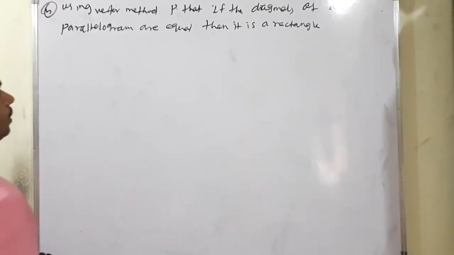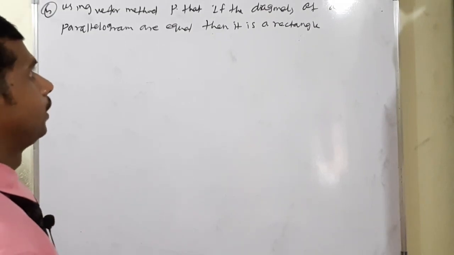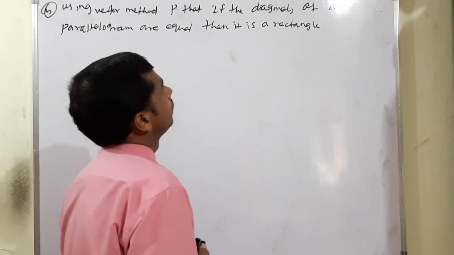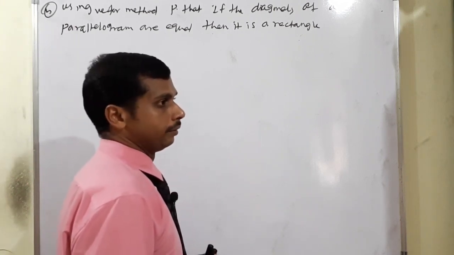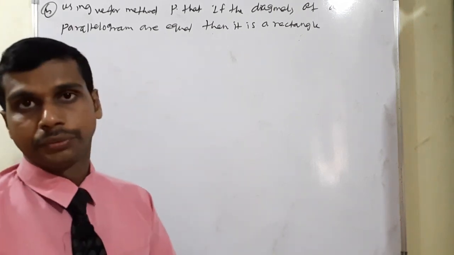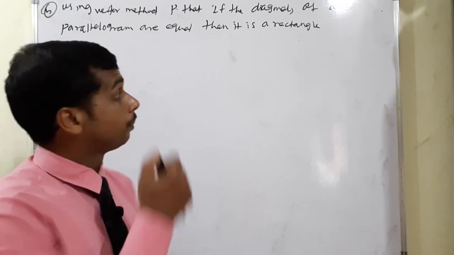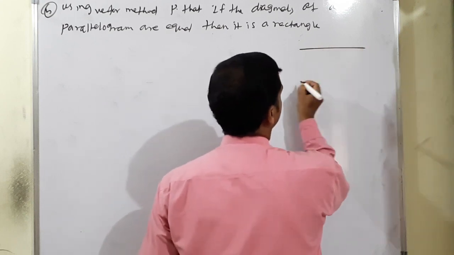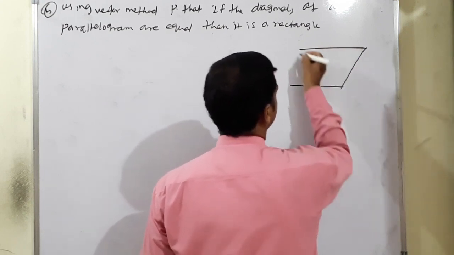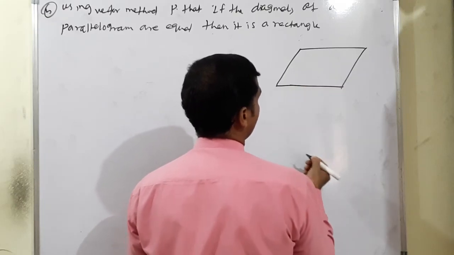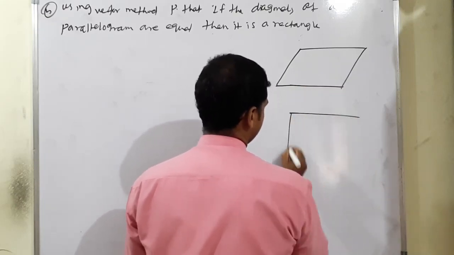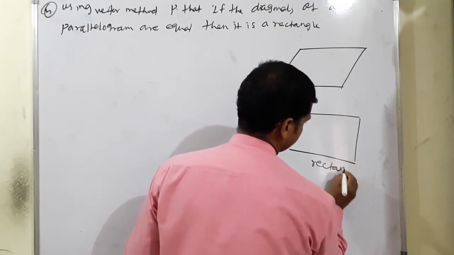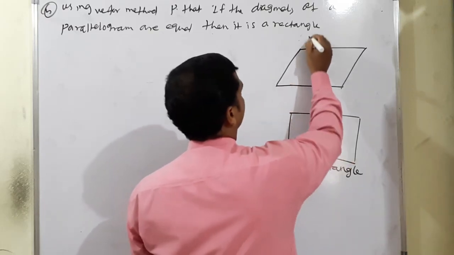Question number 5. Using vector method, prove that if the diagonals of a parallelogram are equal, then it is a rectangle. First, you have to understand what is the difference between parallelogram and rectangle. Okay, I will draw. This is one parallelogram. Now, this is rectangle. This is parallelogram, okay.